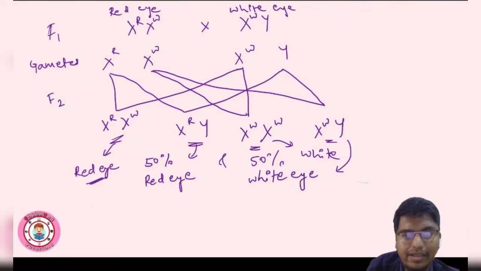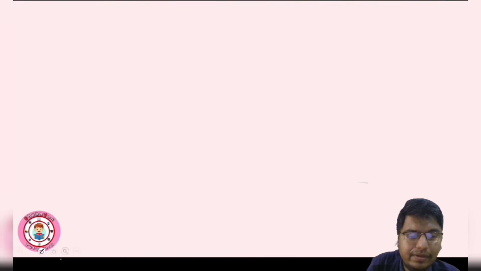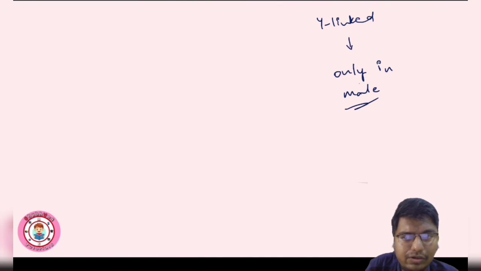So this is the difference we see in the sex-linked pattern of inheritance. Basically, this gene for eye color is not related to any sex determination. It is just showing its phenotype, but it is linked with the pattern of inheritance. Then one more thing to note here is that Y-linked inheritance is simple to study, because it is expressed only in males. Y-linked, we know, is only in males, because Y is transferred from father to son directly, right?